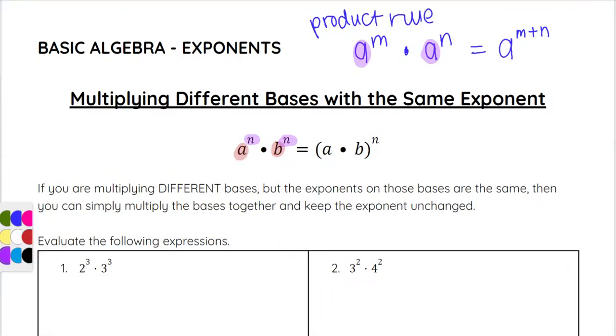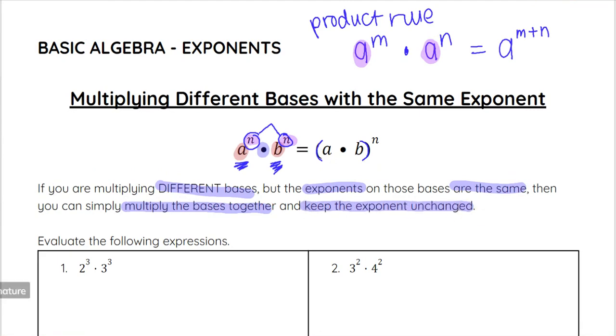This time, like I mentioned, we are going to look at different bases with the same exponent. So when we have different bases being multiplied together, but they have the exact same exponent, and that's very important, they have to have the exact same exponent, then we go ahead and take those bases of a and b and we multiply them together in the parentheses here, and we raise it to whatever that same exponent was in the original problem. So again, if you multiply different bases, but the exponents on the bases are the same, then you can simply multiply the bases together and keep the exponent unchanged.